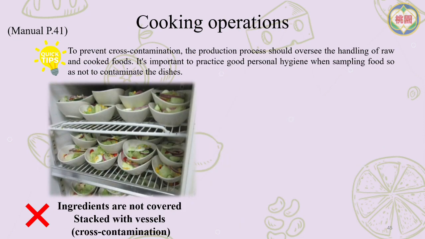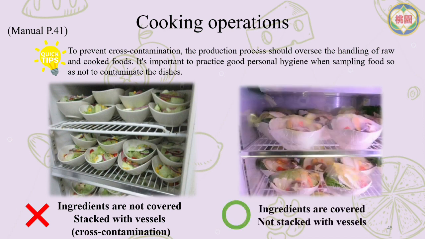To prevent cross-contamination, the production process should oversee the handling of raw and cooked foods. It is important to practice good personal hygiene when sampling food so it does not contaminate the dishes. The ingredients in the left picture are not covered and are stacked in with the vessels, which is a common mistake. It should be placed as in the right picture.